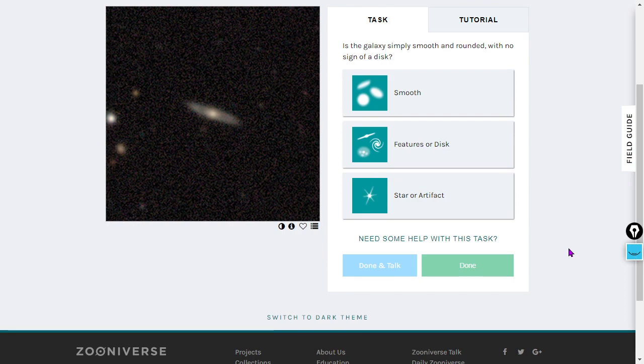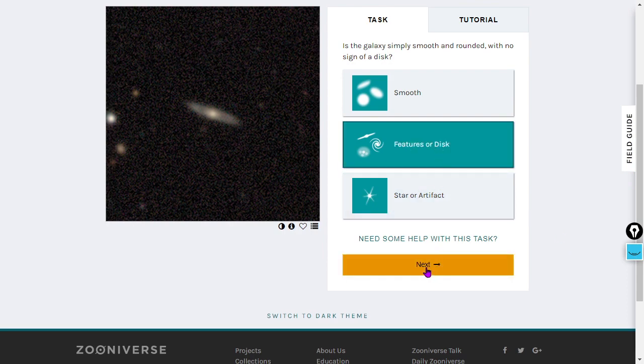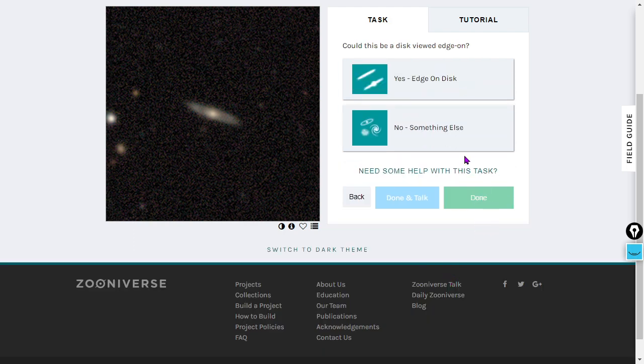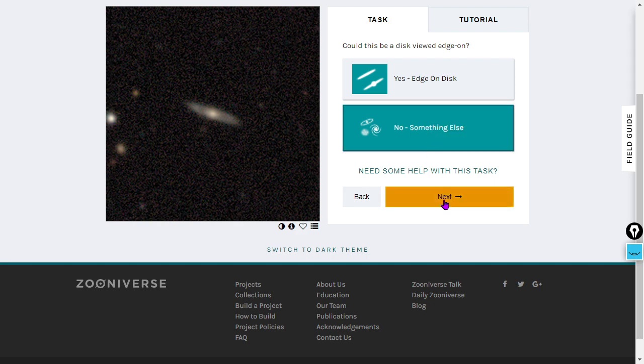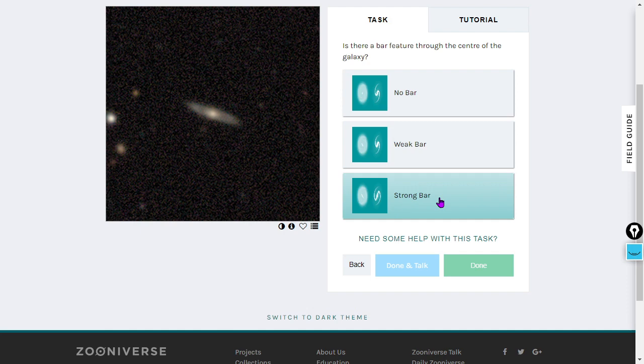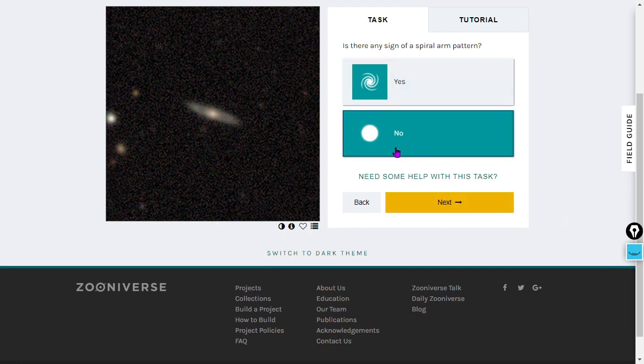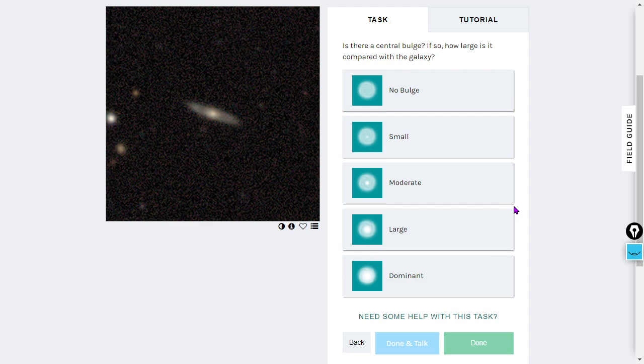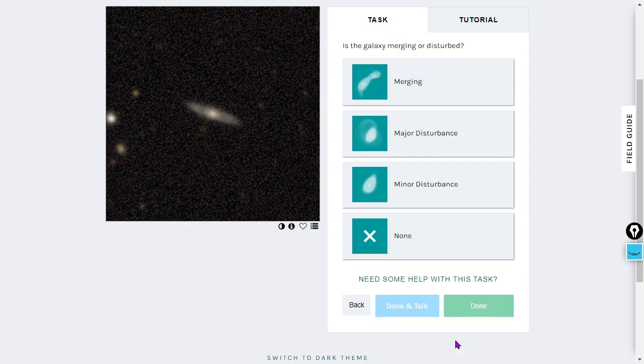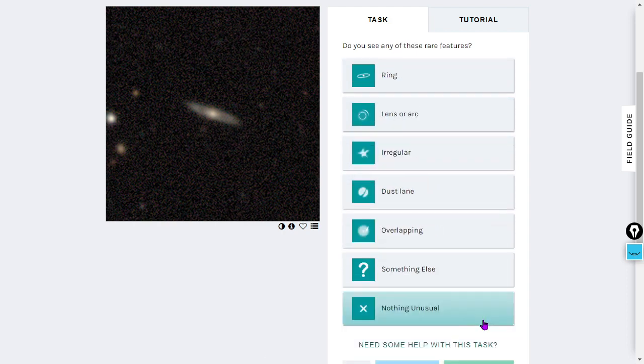So here's a partially edge-on disk, and we see features, so we select features. Next. It is not really an edge-on disk. It's actually something else. It's not quite edge-on, as we don't see quite the distinctive cigar shape there. I'm going to say no bar for this one. No spiral arm pattern visible. It does certainly have a bulge. We're going to say moderate. It does not appear to be merging or disturbed, so we pick none.